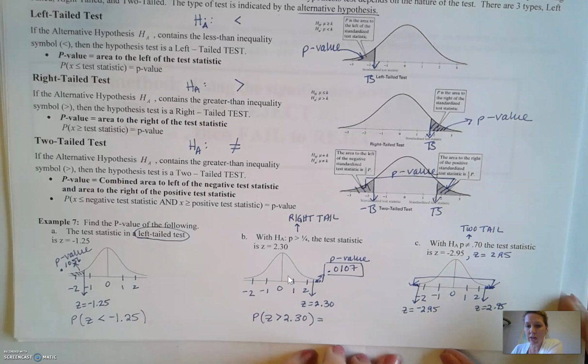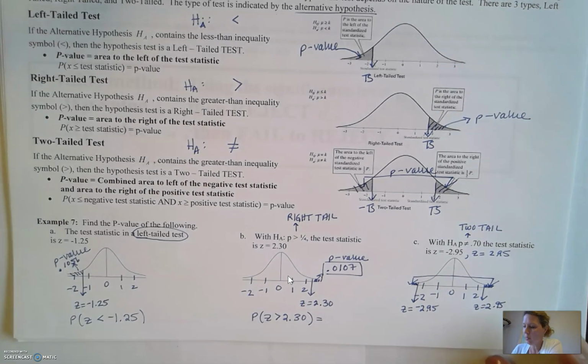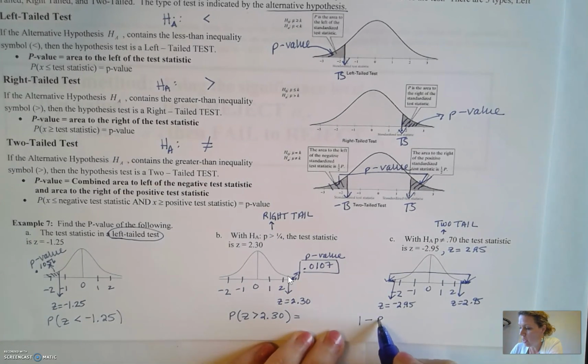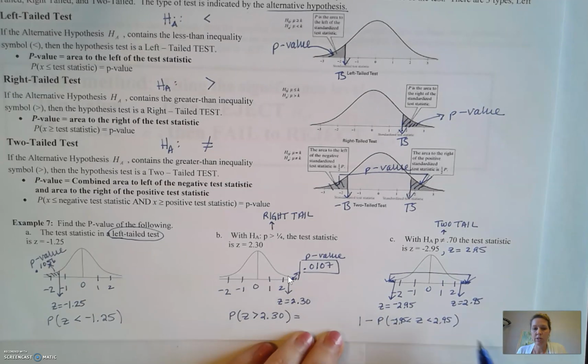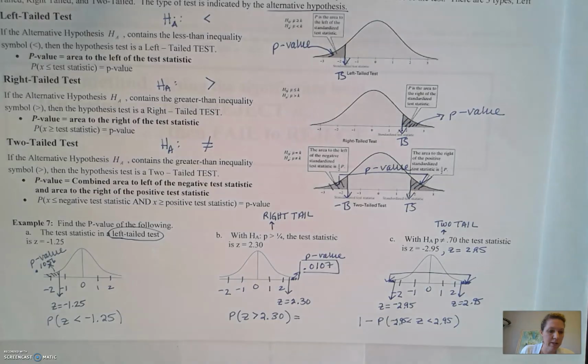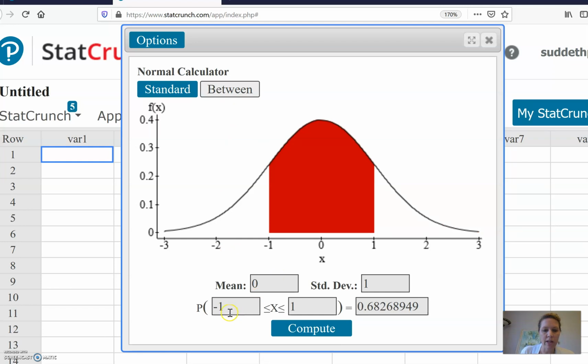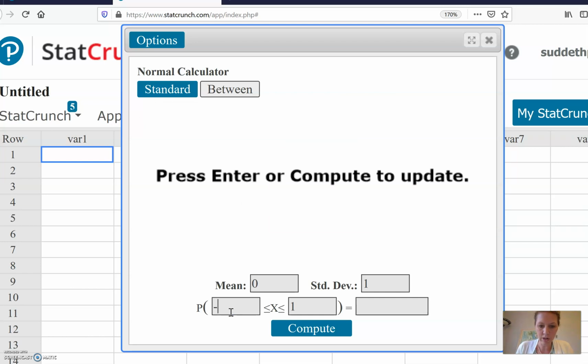So when we do this on StatCrunch, there's a couple ways you can do this. I'm going to go ahead and choose to go 1 minus the probability of z being between negative 2.95 and positive 2.95. So let's go ahead and do that. On StatCrunch, in the normal distribution curve, I'm going to select the in-between and change the first probability to negative 2.95 is less than or equal to x, which is less than or equal to, and I'm going to choose 2.95. So remember, that's the way we say in between.